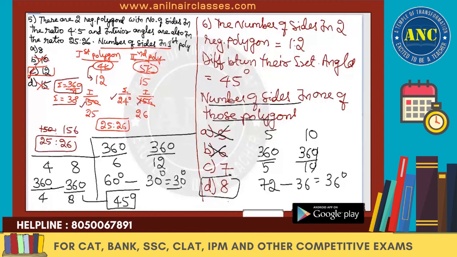So the answer is nothing but 8. One approach is to take 4k and 5k and try to solve these by using the answer options approach. I hope the idea is clear.